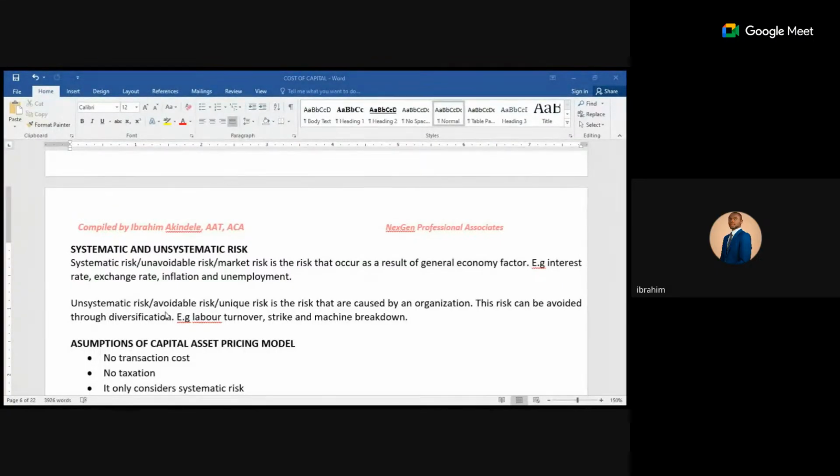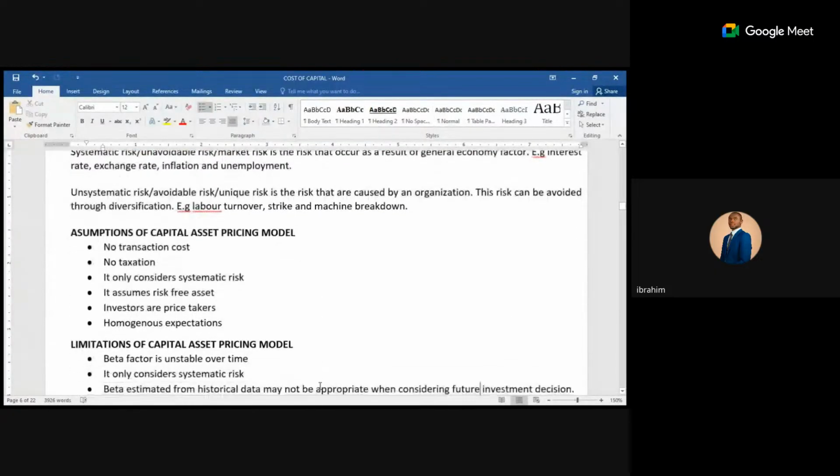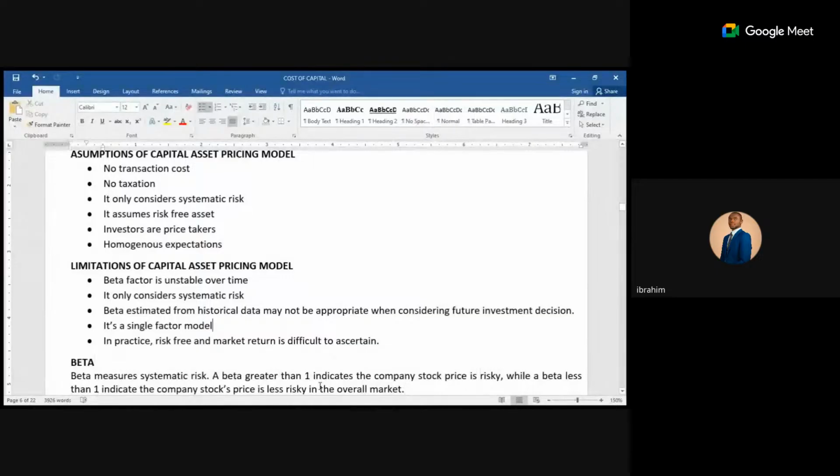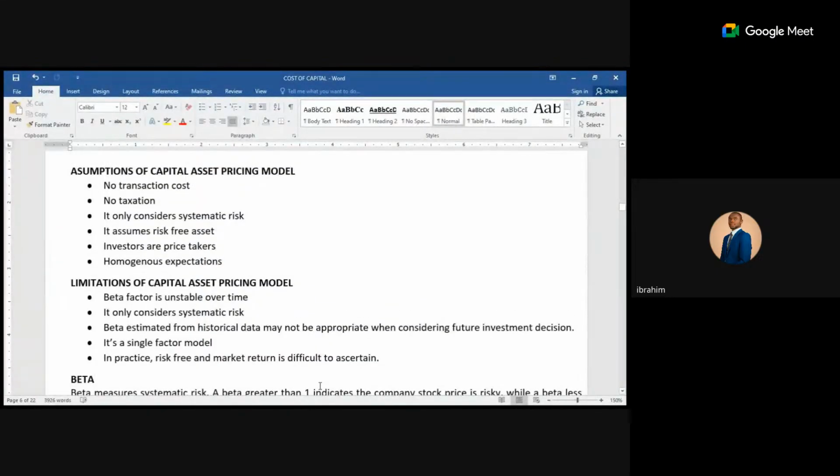Class. So you can keep these assumptions of the capital asset pricing model. The first assumption: no transaction costs.